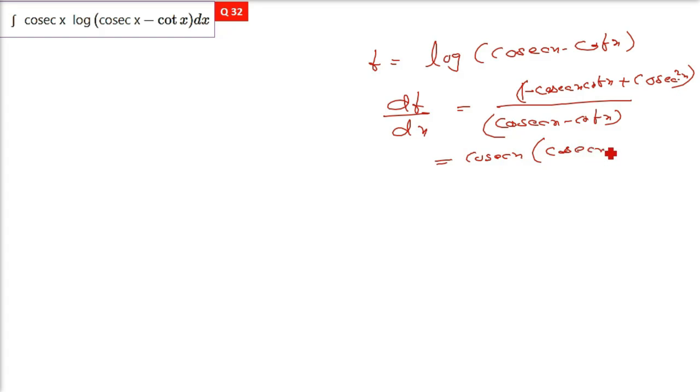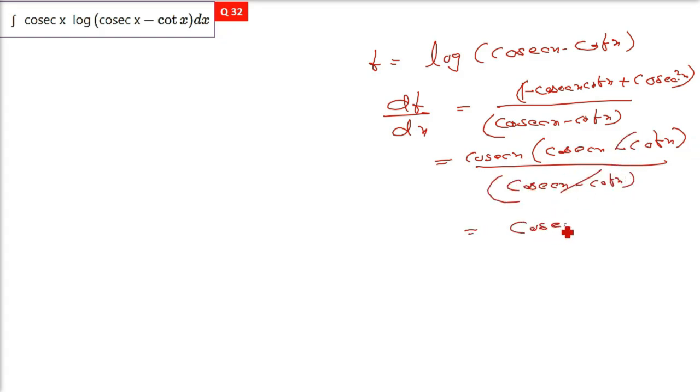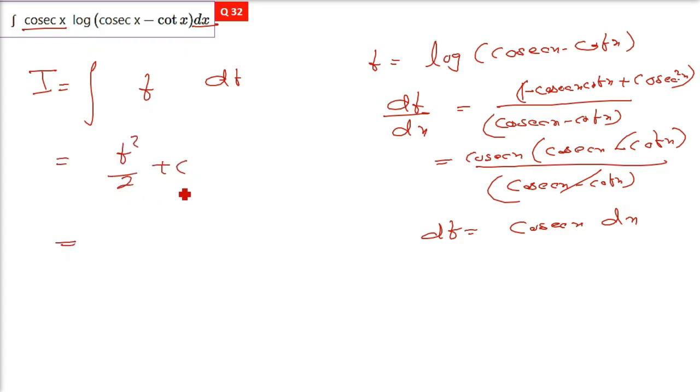Then you can take cosec x common from the numerator. So cosec x, whenever you take common, this cosec x minus cot x in the numerator, cosec x minus cot x in the denominator, you can just cancel this out. Cosec x along with dx will form a dt. Now this cosec x dx is actually what we got after placing t equal to log cosec x minus cot x. So what you can write is dt in place of cosec x dx, and just t, so t square by 2 plus c is the simple integration.